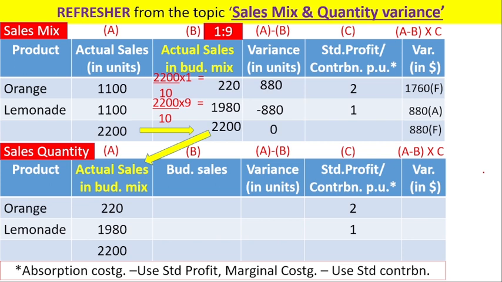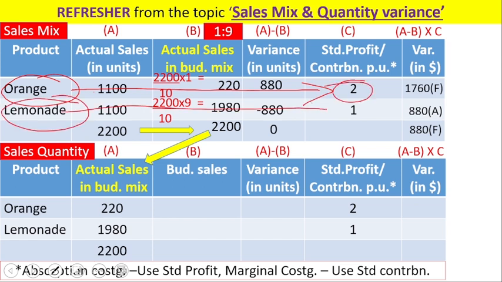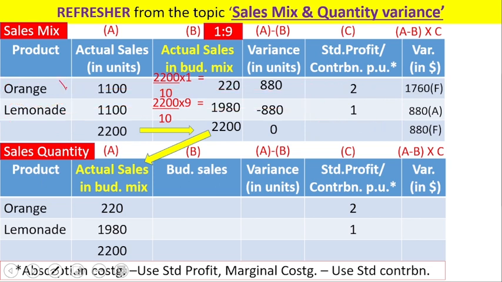This is the format that you have to follow for finding out the sales mix and the sales quantity variance. In the sales mix variance, we are trying to find out whether the mix of the products is different from the budget. If you notice here, the product orange juice has got a profit per unit of $2, while lemonade has a profit of just $1 per unit, which means that orange juice is a more profitable product and lemonade is a less profitable product.